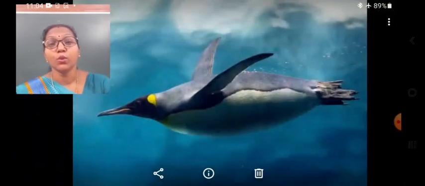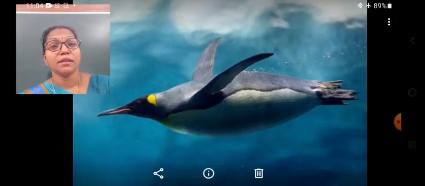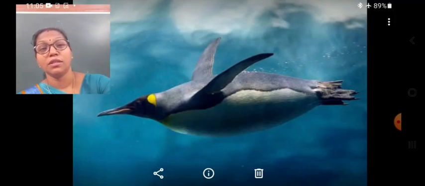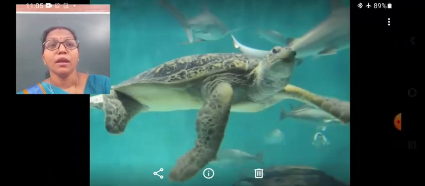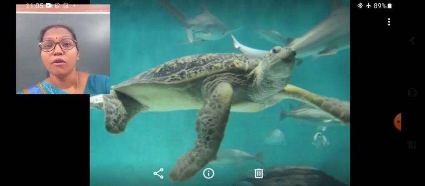The penguins use their wings as flippers to swim in water. The penguins live in the regions where they catch fish from the seas. They want to swim in the water, so they use their wings as flippers. They are excellent swimmers with these flippers. The turtles have paddle-like limbs to swim in the water.